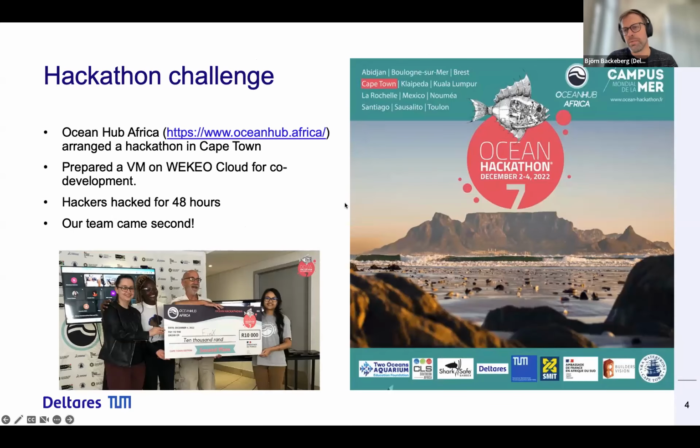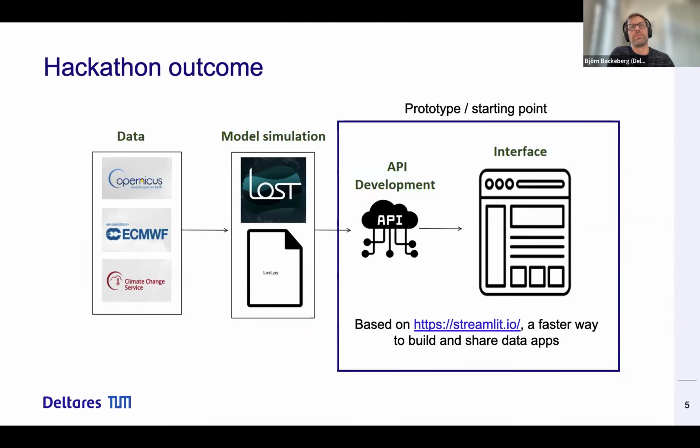Then the next step, because this is a bit of a labor of love, we proposed a hackathon challenge in Cape Town, where Ocean Hub Africa set up a hackathon, and they asked for a challenge, and we put together a challenge to build essentially a front end for the LOST capability. And our hacker team came second, and in 48 hours they essentially put together a draft front end for us to work with. So that's essentially what we have at the moment.